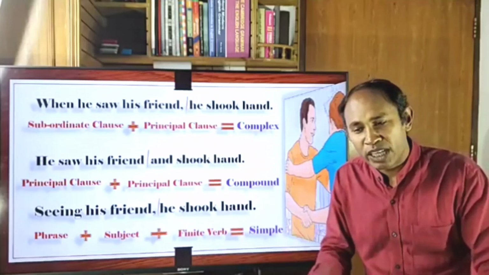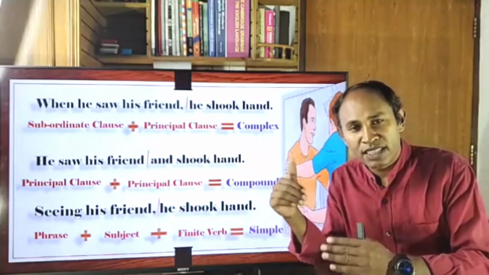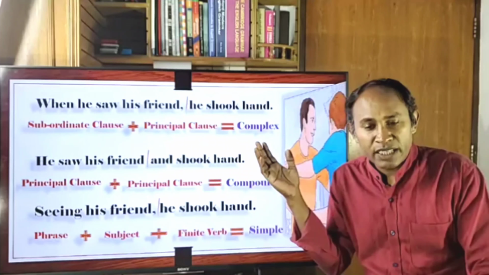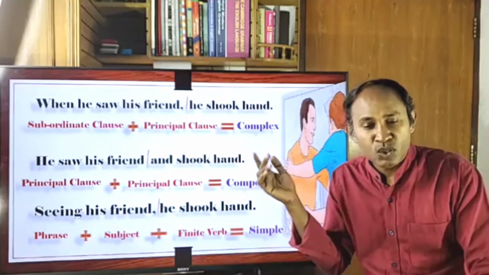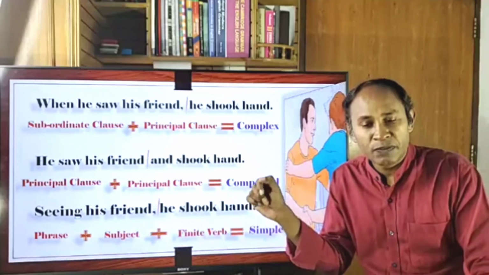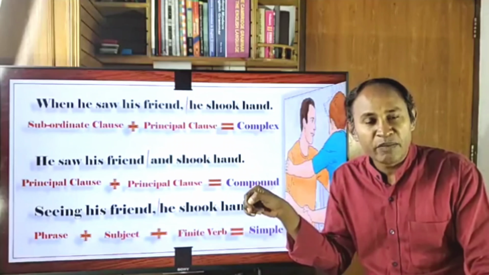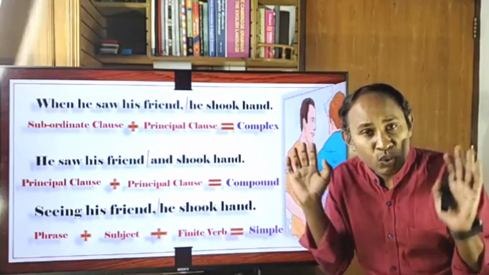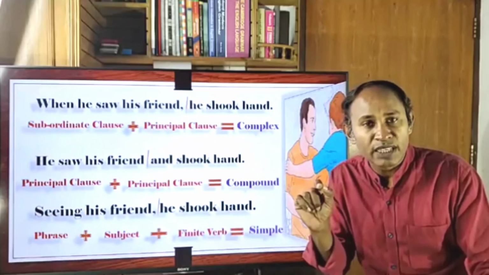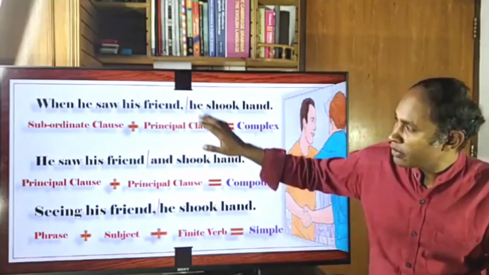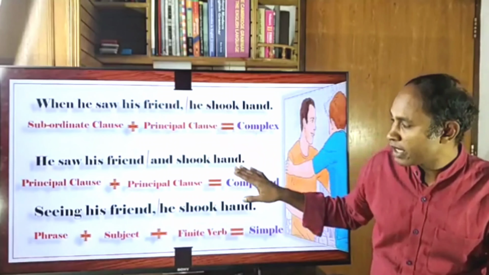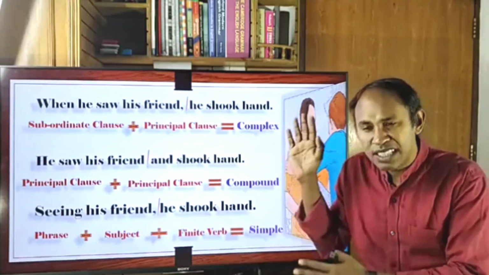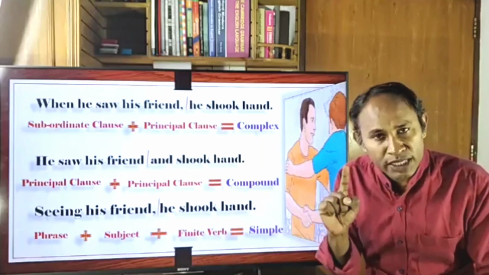Okay, word by word, and we will say which one is absent in the sentence. If you match in that way, in the first sentence there is he, saw, his friend. In the second sentence, there is he as well, shook hand. So what is the difference? The difference is only in the conjunction. In the first sentence we have used when, but in the second sentence, which is compound, we have used and. Between these two sentences, the difference is only in the conjunctions.